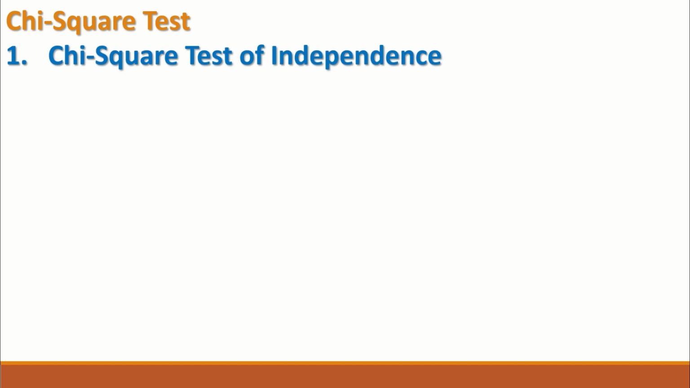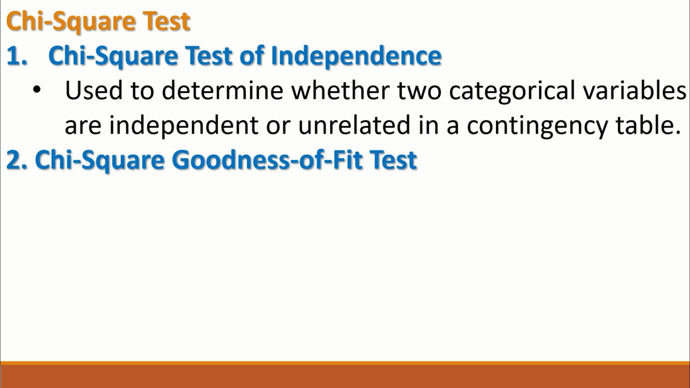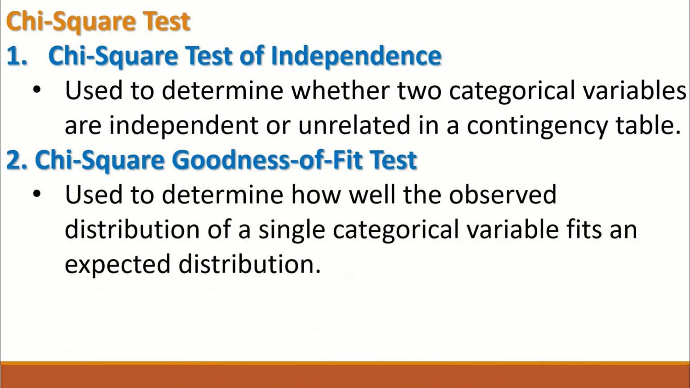So the chi-square test of independence will be used to determine whether the two categorical variables are independent or unrelated in a contingency table. So the data are arranged into a contingency table. The chi-square goodness of fit test will be performed to determine how well the observed distribution of a single categorical variable fits an expected distribution.